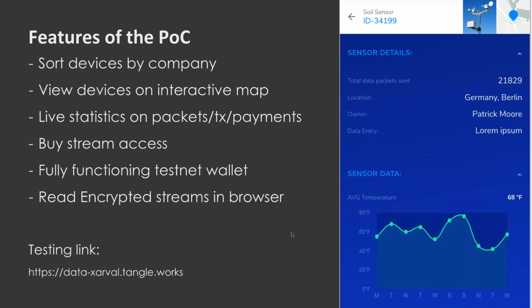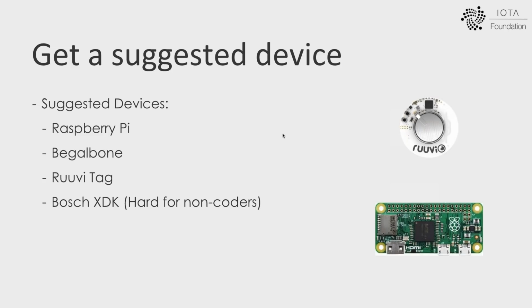Cool. So in order to participate, you need a suggested device. It's possible to run on other things, but just stick to these, and we know it works, so it'll be easy to run. So the easiest to get going is a Raspberry Pi. You can also use a BeagleBone. They're fairly similar. You can use a Ruby tag if you have one, and there's also the XDK if you want to use it.